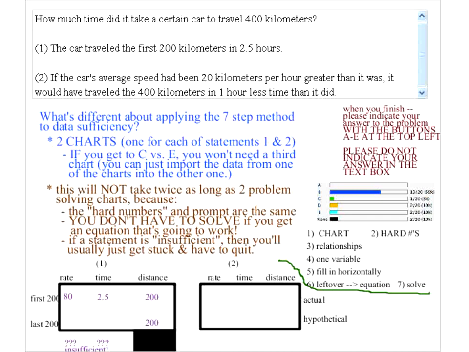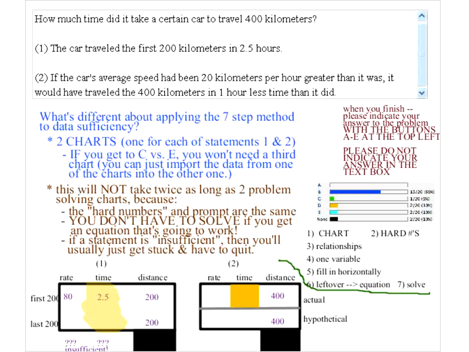Okay, because what you want is the total time, so that would be the sum of these. Here all you want, by contrast, is a little bit different. In this case, what you are after is just the actual time for 400 kilometers. So hard numbers in this problem: the actual distance is 400 kilometers, and the hypothetical distance, because it's the same trip, is also 400 kilometers. So we don't need a relationship there because that's hard numbers.